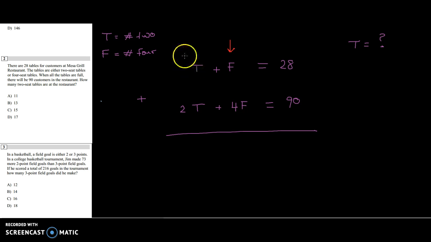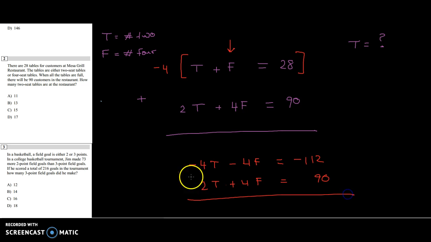But if I multiply this entire top part here by -4, look what happens. I'm going to rewrite it down below here in the red. We get -4t minus 4f is equal to, that times -4 is, what is this going to be? I can do this. 80 plus 32 is 112, so -112. Check me on a calculator, but that should be correct. Then we have, on the bottom, 2t plus 4f is equal to 90.